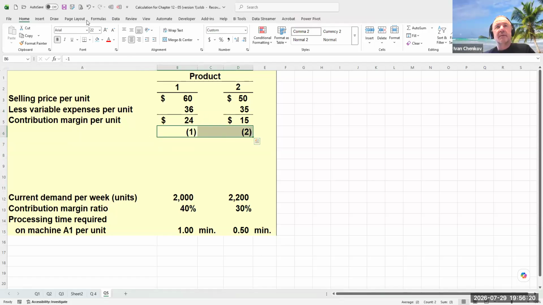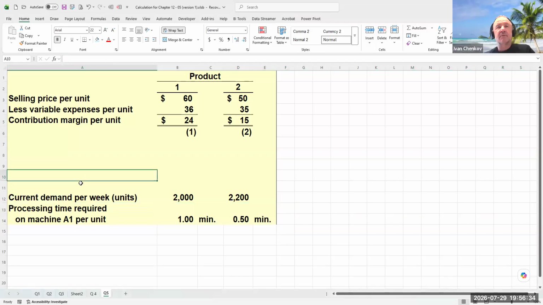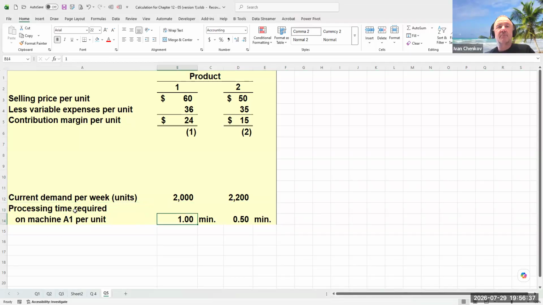Now the question is, are there any constraints for us to produce those products? We have the demand, 2,000 for product 1 and 2,200 for product 2. Contribution ratio, that's irrelevant. I'm not going to spend time on that. Processing time required to produce through the machine: 1 minute for product one, half a minute for product two. This is our basic information. Let's see what else the slides give us as information besides this.